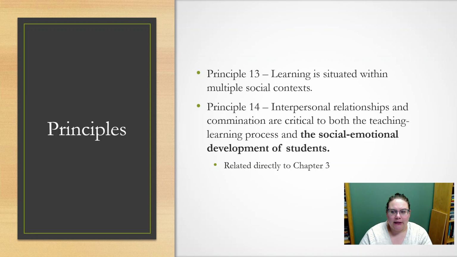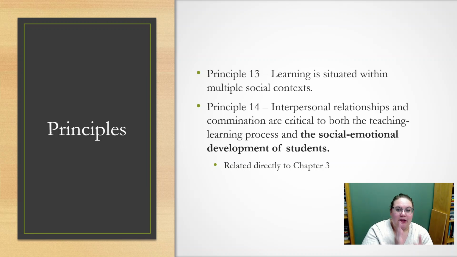So when we're looking at principle number 13, this states that learning is situated within multiple social contexts. So we're going to be talking about how development is occurring both at home, at school, at the playground. We're going to talk about how community and society are going to affect the development of a child. We're going to be looking at this when we talk about Bronfenbrenner's ecological theory. I will call it bioecological theory. I explain why I call it that in the video in a little bit.